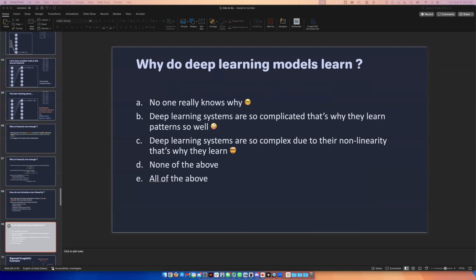I think nobody really knows why. What's that? I think none of the above. It's actually all of the above. Yeah, okay. I know people who've done PhDs in trying to understand why a network learns. This is their actual question. Why is it that the network actually learns? Why is it that when I set it up this way, it's able to predict this correctly?